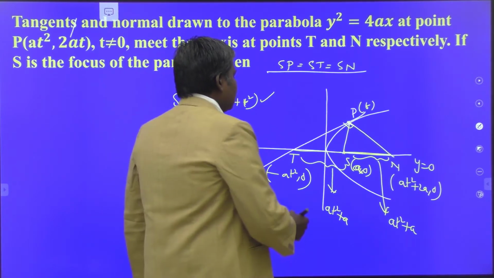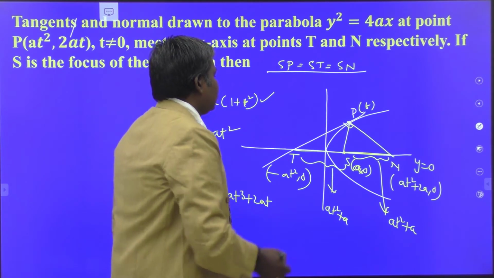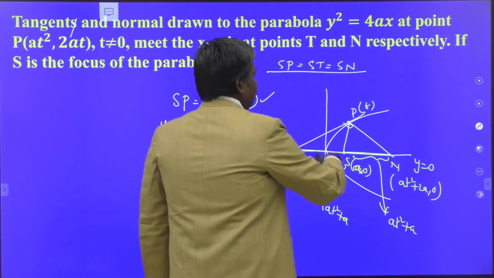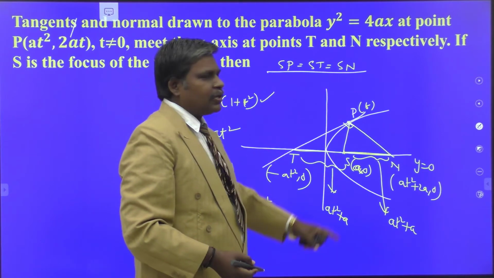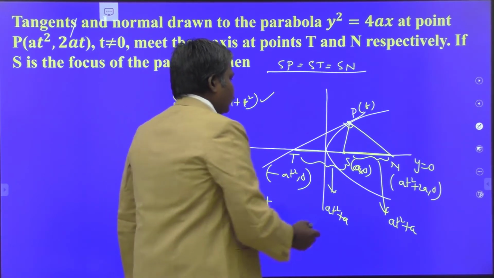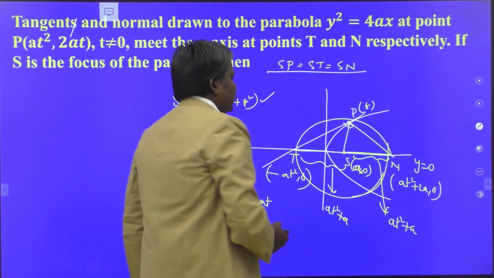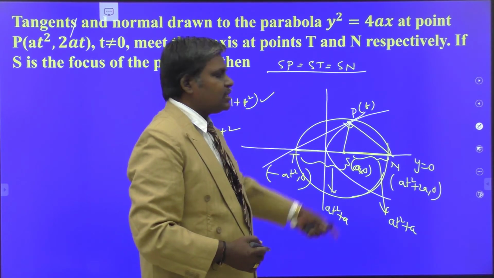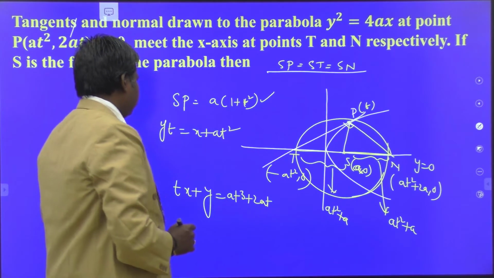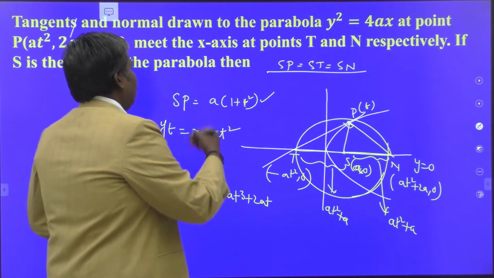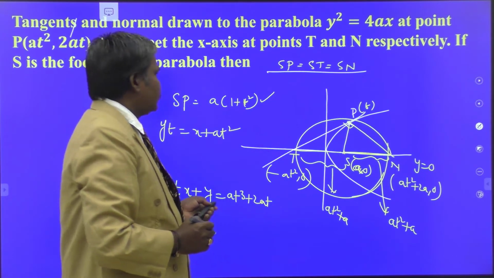Understand? If you draw a circle on TN as diameter, that circle must be passing through P, because the angle in a semicircle is 90 degrees. At that time the focus is the center of the circle. If you draw a circle like that, your focus S is the center of the circle. Understand? So finally what we obtained? SP is equal to ST is equal to SN.